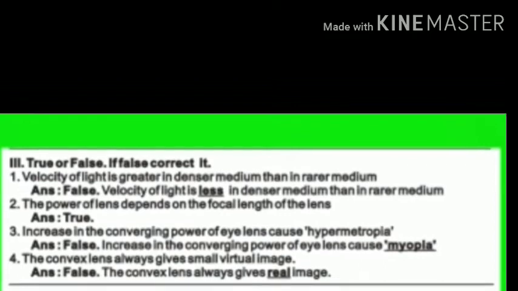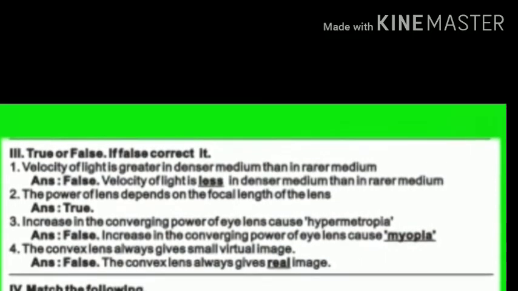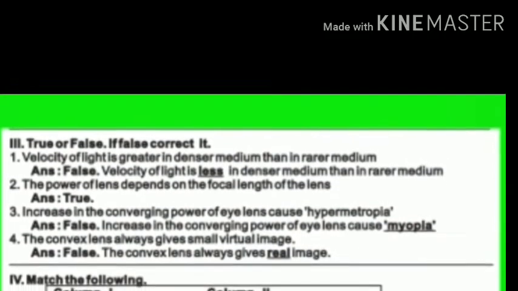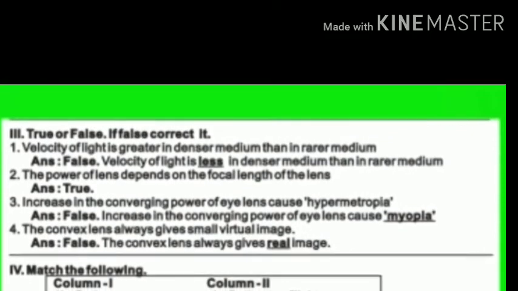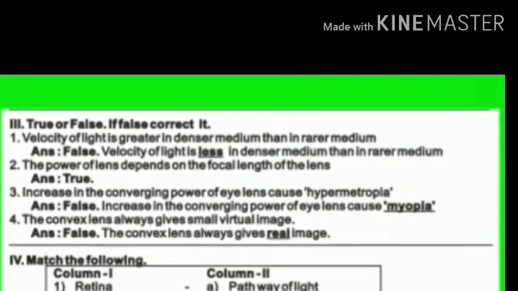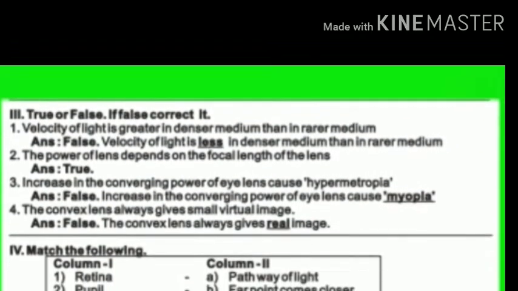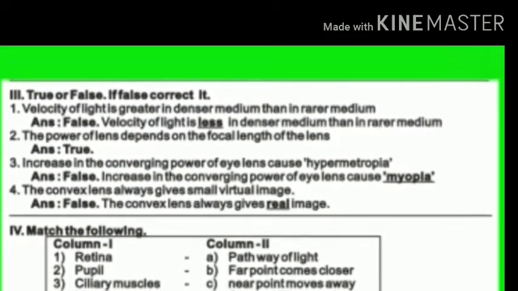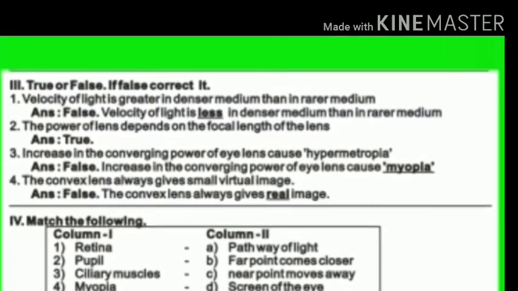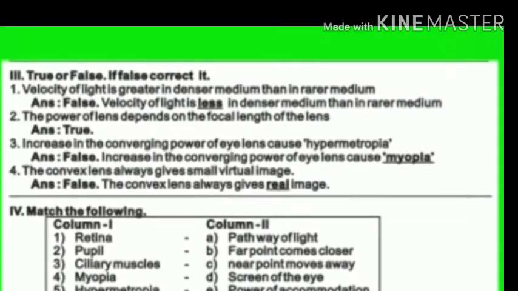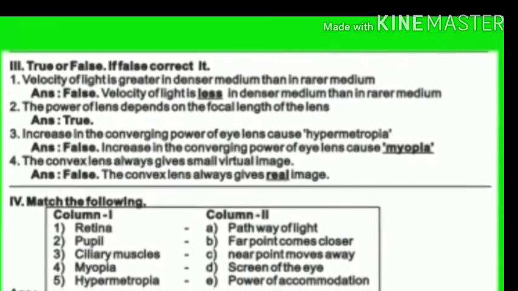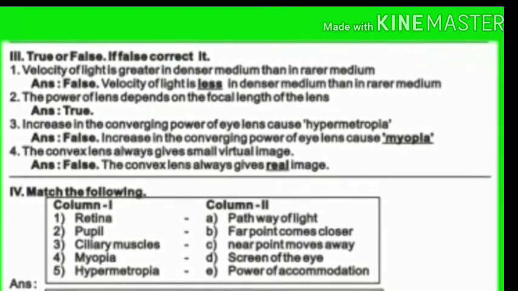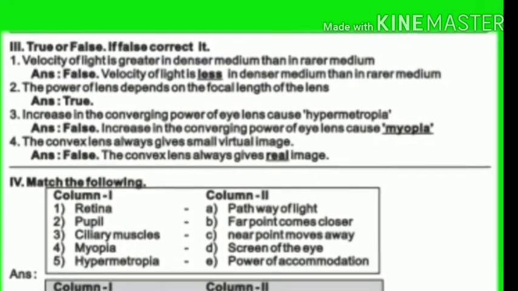So now here, true or false. If it is false, we have to correct it. Velocity of light is greater in denser medium than in rarer medium. Answer is false. Velocity of light is less in denser medium than in rarer medium. Question number 2. The power of lens depends on the focal length of the lens. Answer is true.